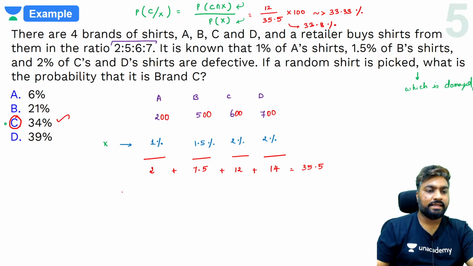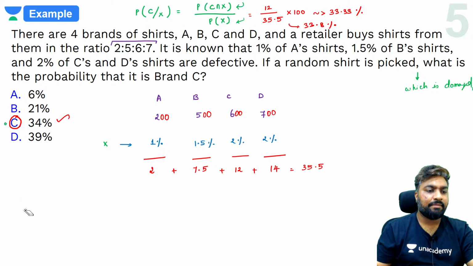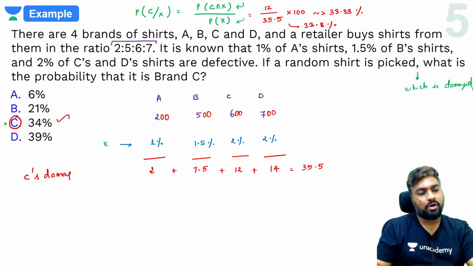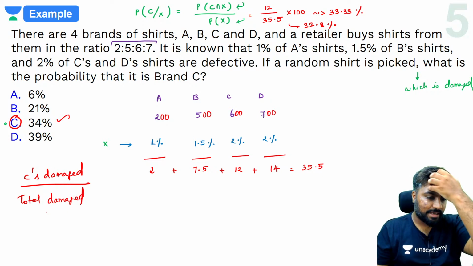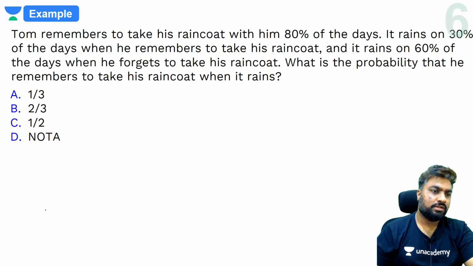So you're basically finding out probability. Yes, probability of a shirt that is produced by C and it is damaged, upon total damaged products. C's damaged products upon total damaged products. This is what was asked, that's it. Now did you understand? Very good. Okay, try this question.